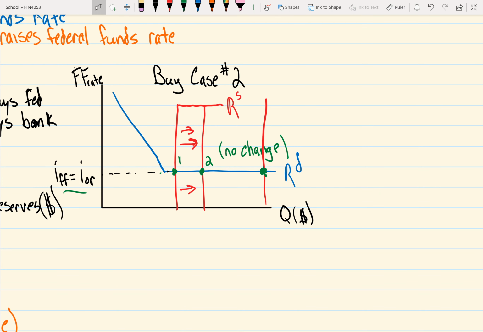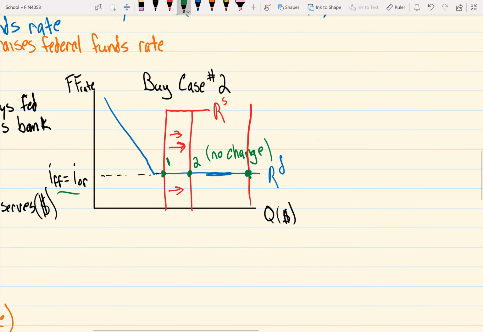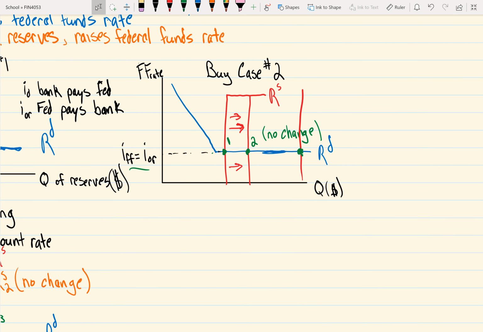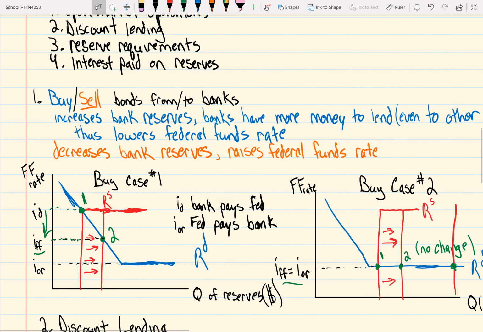In the second case, because of this downward limit here, if the supply curve to begin with is already where 1 is and they do the same thing, it moves to 2, but it doesn't lower the federal funds rate because it's limited by that. Essentially, in this case 2, this is not an option for them because it doesn't stimulate the economy. It does not lower the federal funds rate. Because of this, perhaps they can try something else. If they're stuck in this spot, that's not something they can do to speed up the economy. So, moving to tool 2, discount lending.